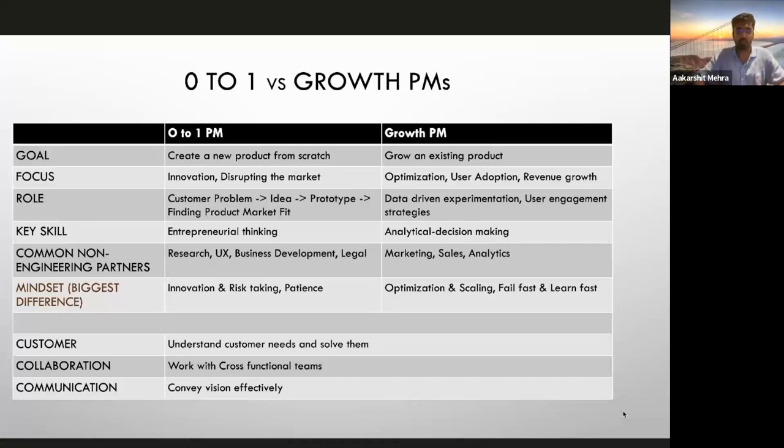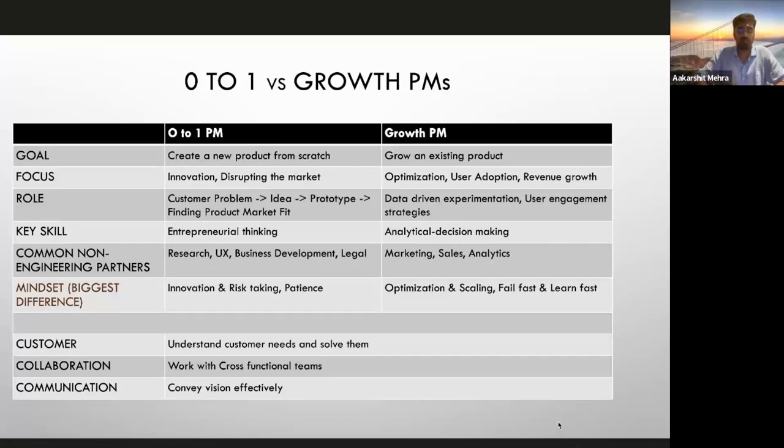I think these two roles are extremely different in terms of the mindset required. For 0 to 1 PMs, usually you are looking at very long cycles to get the product into the market. So before you decide to go ahead and actually build the product, you will do a lot of customer research. You'll try to understand what the customers are looking for, what problem you are trying to solve through this particular product, and then get into the process of building the product. Now, the time required to do that research and to actually get the product out into the market could be months or even years in some cases.